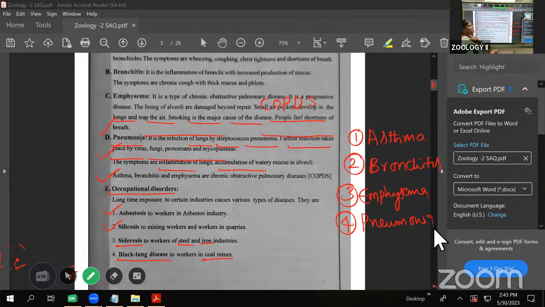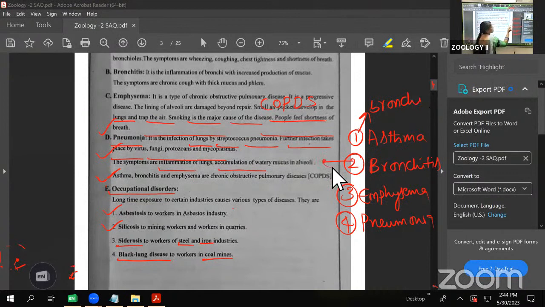Asthma mainly causes inflammation in the bronchi. The symptoms are wheezing, coughing, chest tightness, and difficulty in breathing. Next one is bronchitis, which affects only the bronchi. In asthma, the bronchi and bronchioles are affected, but in bronchitis only the bronchi are affected and they secrete mucus, which we call bronchitis. Next, the third one is emphysema, which mainly affects the alveoli. Instead, the alveoli are affected and produce some type of mucus.